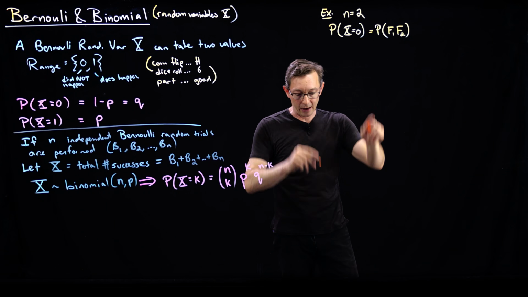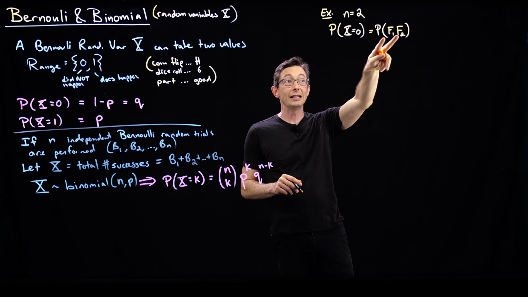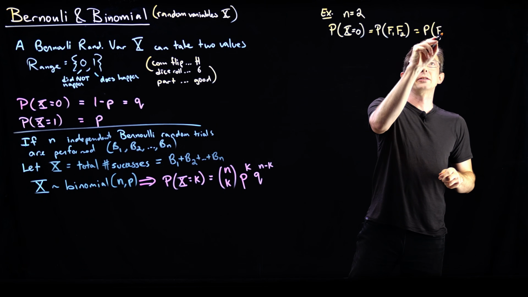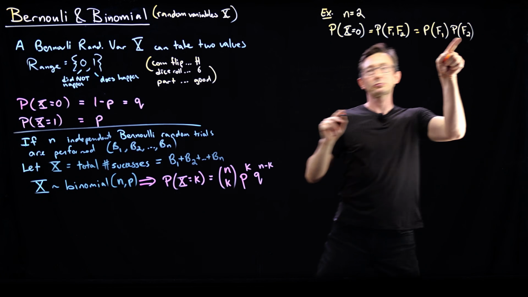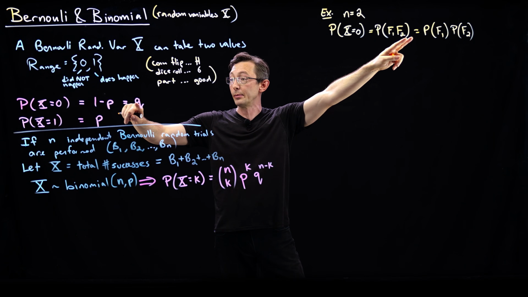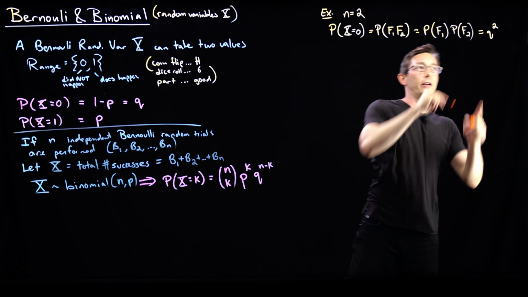And the probability of failure on my first trial and failure on my second trial, they're independent. So this equals probability of failure on my first trial times probability of failure on my second trial. And the probability of a failure for a Bernoulli random variable is q. So this just equals q squared.